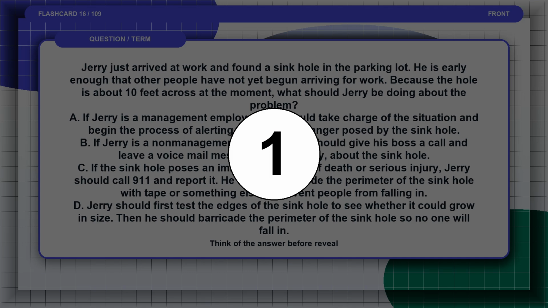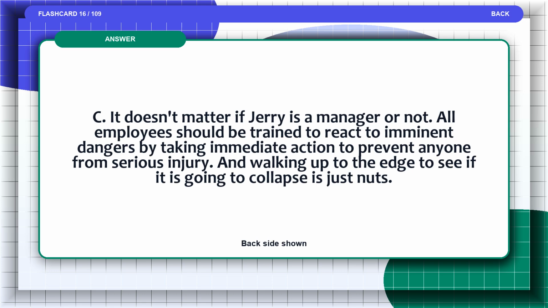The answer is it doesn't matter if Jerry is a manager or not. All employees should be trained to react to imminent dangers by taking immediate action to prevent anyone from serious injury. And walking up to the edge to see if it is going to collapse is just nuts.